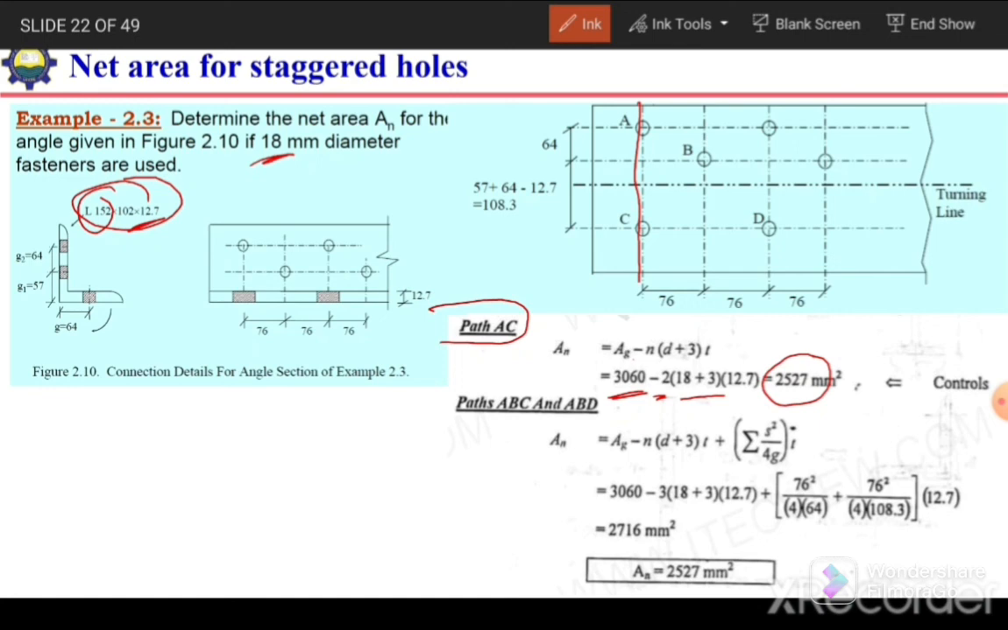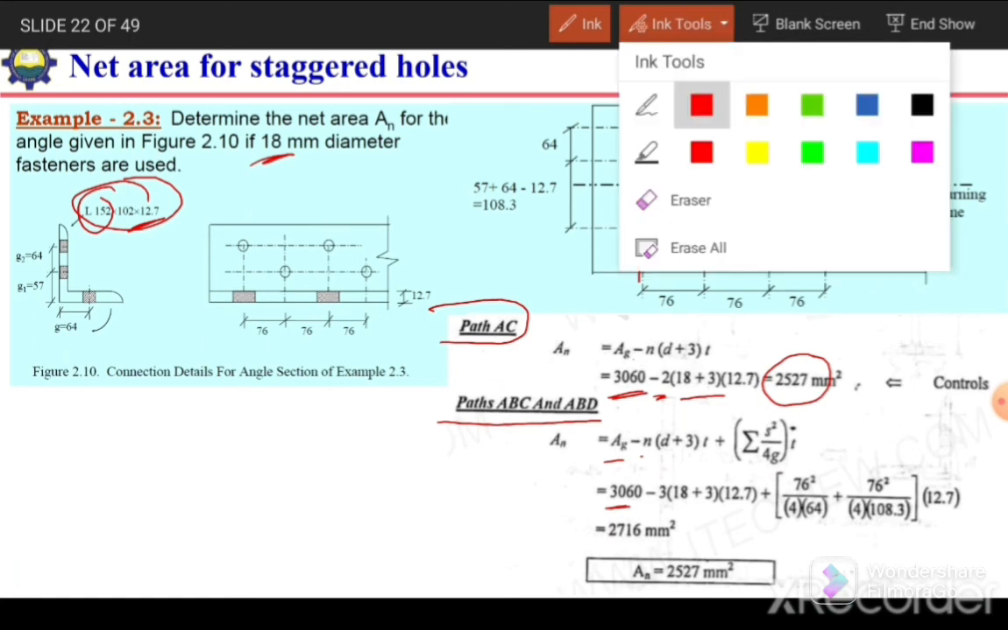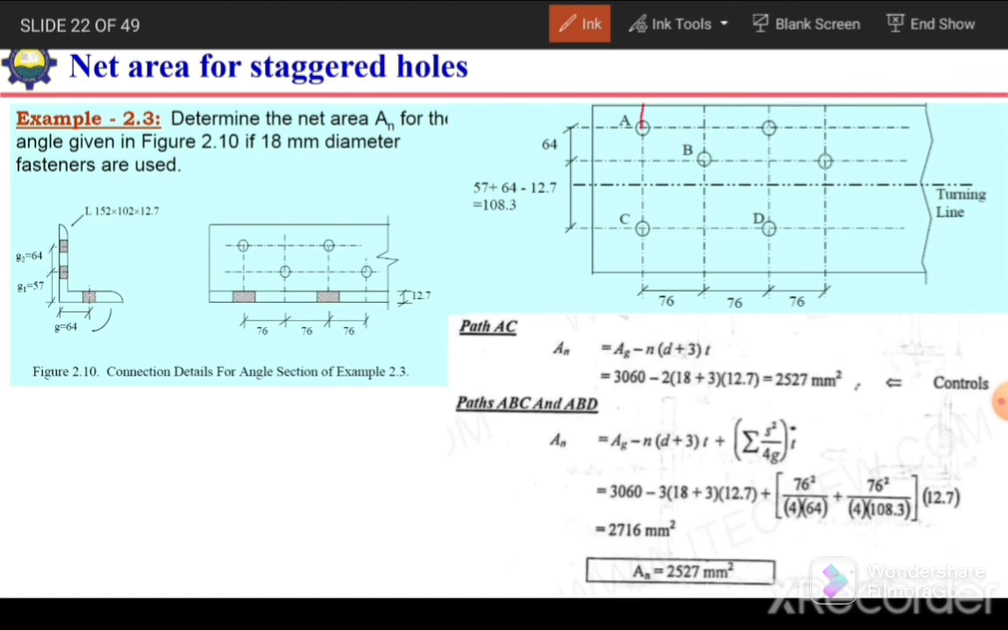So the next path is ABC. For path ABC or ABD, the gross area will remain the same, and there will be 1, 2 and 3 holes in the critical section. Our critical section will be like this now, from here up to B and then C and then this one. So there will be 3 holes. So N will become 3 times (18 plus 3), where 18 is the diameter of bolt, times the thickness of plate 12.7. So gross area minus area of holes.